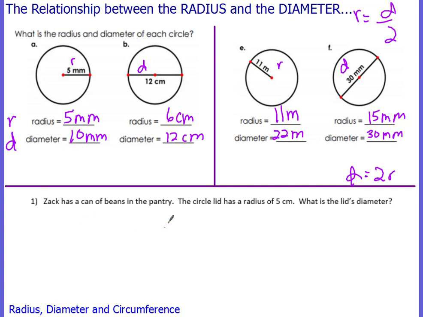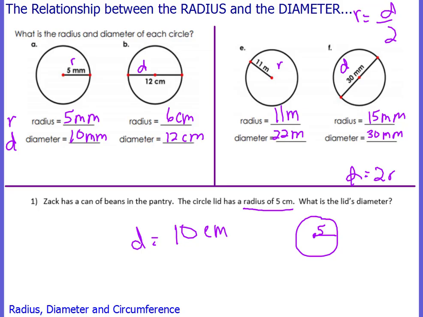All right, Zach has a can of beans in the pantry. The circle lid has a radius of 5 centimeters. What is the lid's diameter? If you need to draw a picture, draw a picture. Here's my center. The radius R is the smaller, so that's the line from the center to a point on the circle. That is 5. If I want to find the diameter, I need to double it. So 5 times 2 is 10. So the diameter of the lid is going to be 10 centimeters. And that's all there is to it.